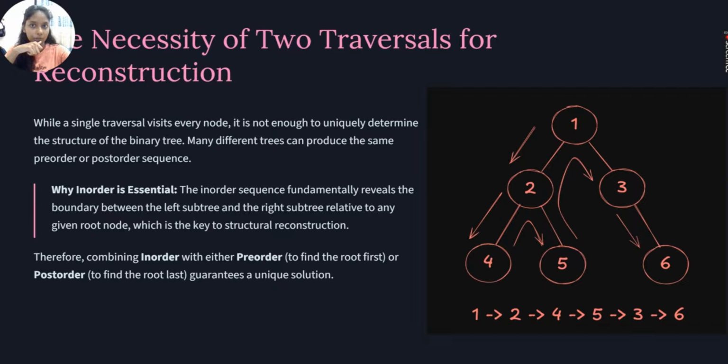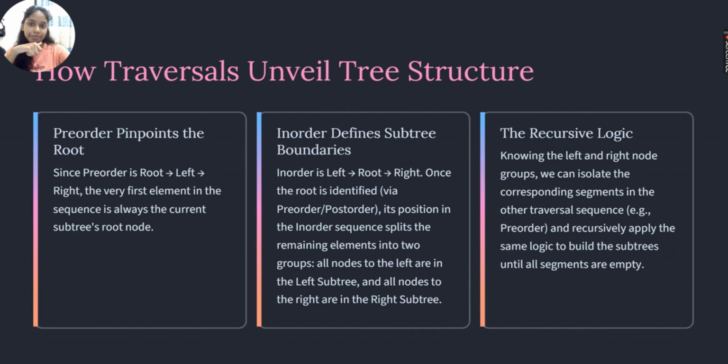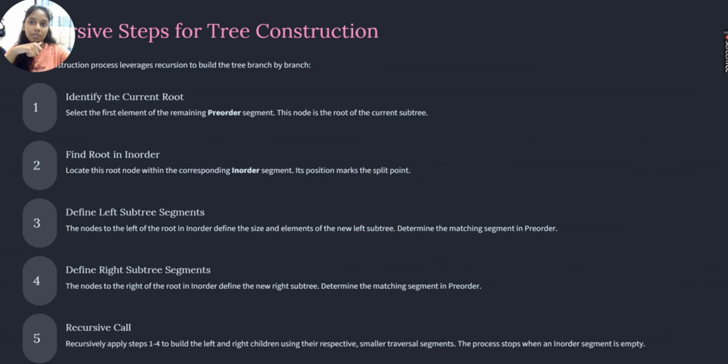Recursive steps for construction. The algorithm follows these steps. Identify the root. Find the root in the Inorder sequence. Divide Inorder into left and right subtrees. Match nodes from the other traversal. Repeat the same process recursively.